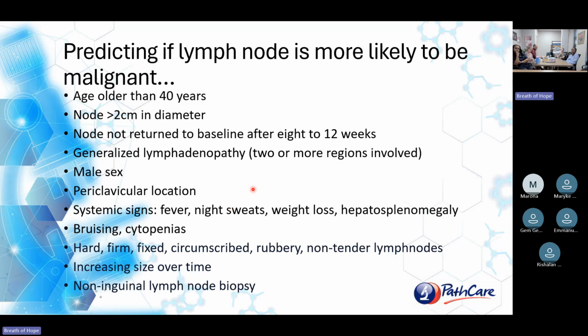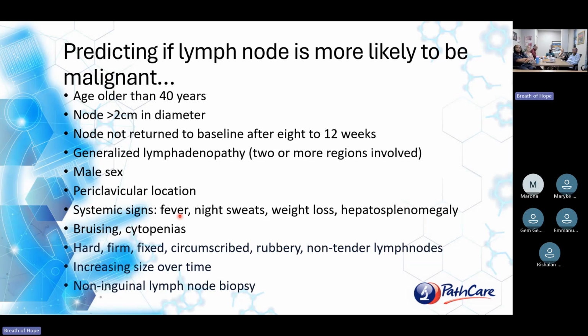Of course, you want to avoid biopsying benign lymph nodes. So you need to think about when to biopsy a lymph node, when is it more likely to be malignant rather than benign. So age about 40 is associated with increased risk of malignancy. The node is greater than 2 centimeters in diameter. The node is not returning to baseline after 8 to 12 weeks of observation. Generalized lymphadenopathy is more worrisome than a localized lymphadenopathy. Male patients are more likely to have malignancy. The supraclavicular location is more likely to be malignant.